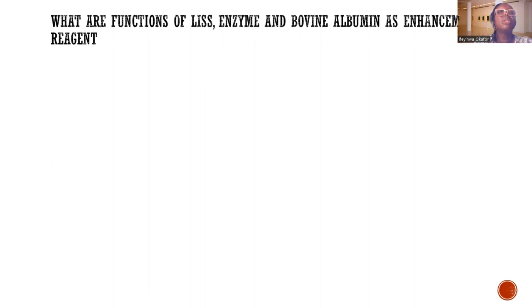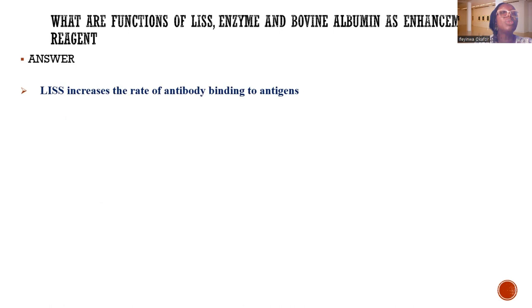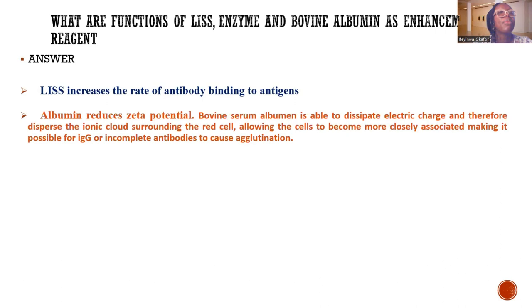What are the functions of enzymes and bovine albumin as enhancement reagents? LISS, which is low ionic strength saline, a reagent used in blood transfusion science, increases the rate of antibody binding to antigens. Albumin reduces zeta potential. Bovine albumin that we use in transfusion science reduces zeta potential. It is able to dissipate electric charge and therefore disperse the ionic cloud surrounding the red cells, allowing the cells to become more closely associated, making it possible for IgG or incomplete antibodies to cause agglutination.